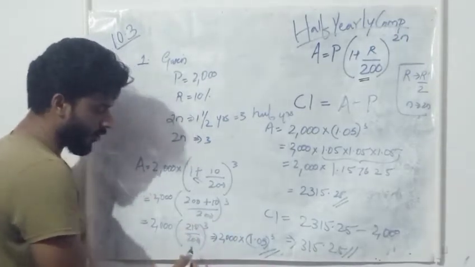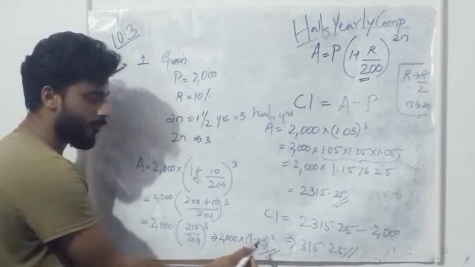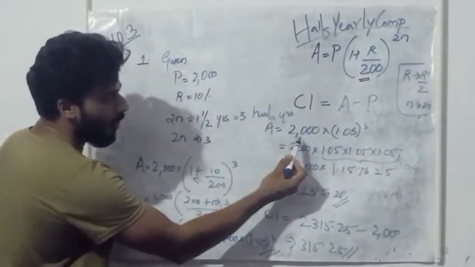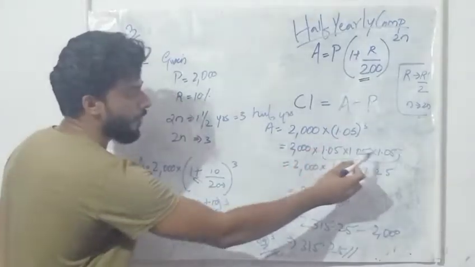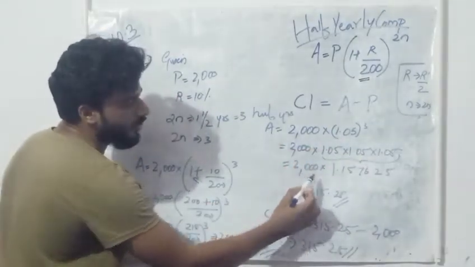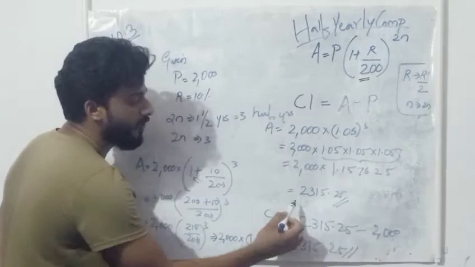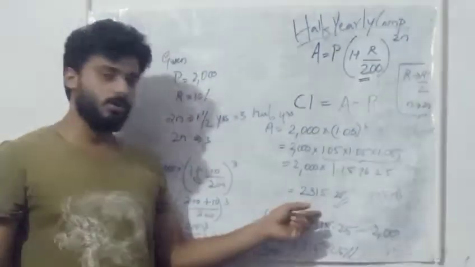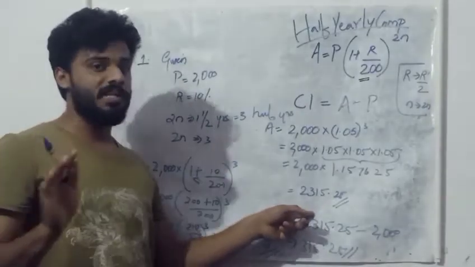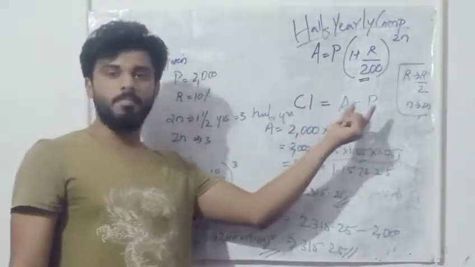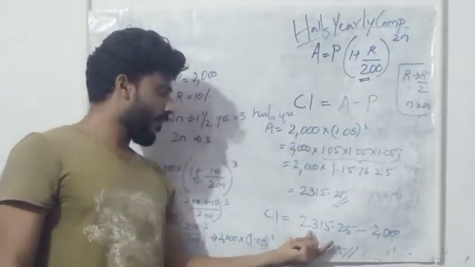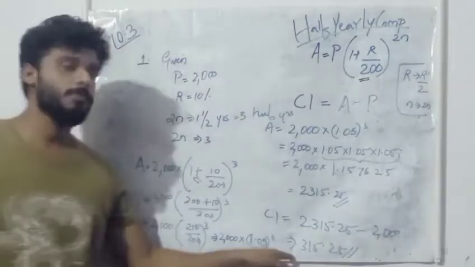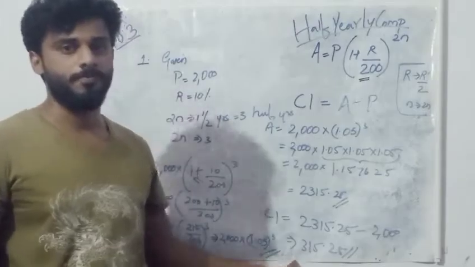This 0 and 0 get cancelled. 21 by 20 means 1.05. So 2000 into 1.05 whole cube. Amount is equal to 2000 into 1.05 into 1.05 into 1.05. So 2000 into 1.1576 will be 2315.25. This is our total amount, and we need to find only interest. Compound interest will be amount minus principal. So 2315.25 minus 2000 from the question. The answer will be 315.25.